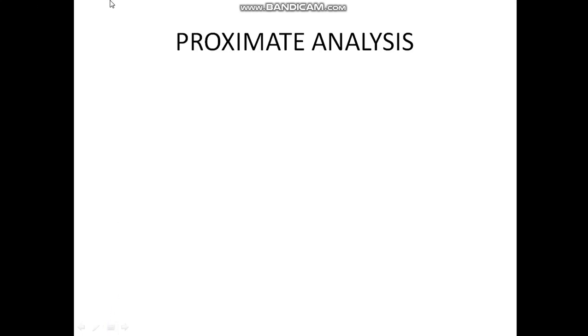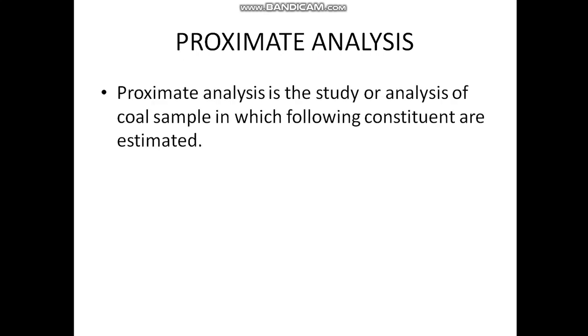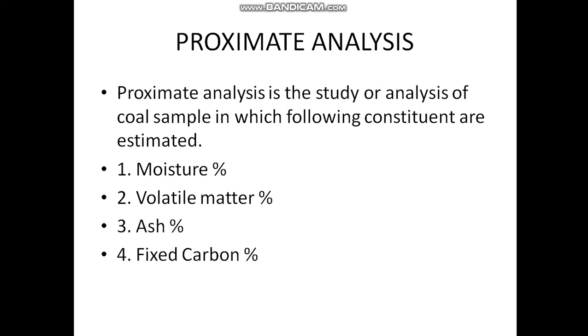So let's have a look towards the proximate analysis. So proximate analysis is what? It is the study or analysis of the coal sample in which the following constituents are being estimated: percentage of moisture, percentage of volatile matter, percentage of ash, and the percentage of fixed carbon. So these four constituents are being estimated in the coal sample.